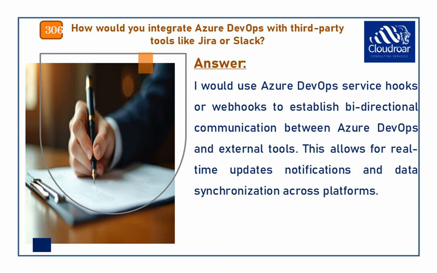Question 306. How would you integrate Azure DevOps with third-party tools like Jira or Slack? I would use Azure DevOps service hooks or webhooks to establish bidirectional communication between Azure DevOps and external tools. This allows for real-time updates, notifications, and data synchronization across platforms.